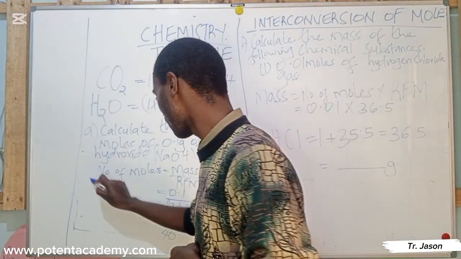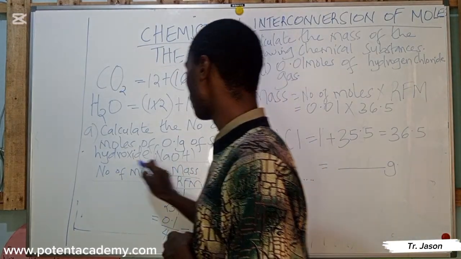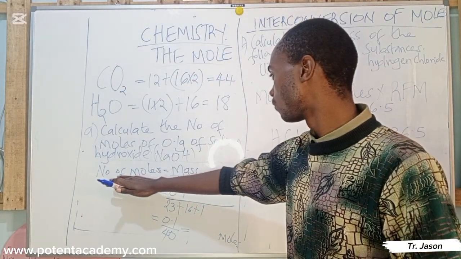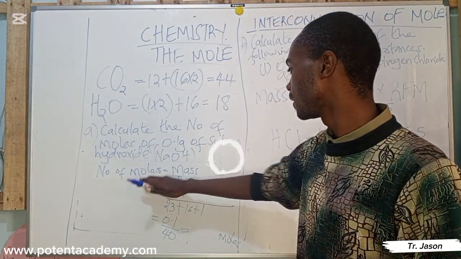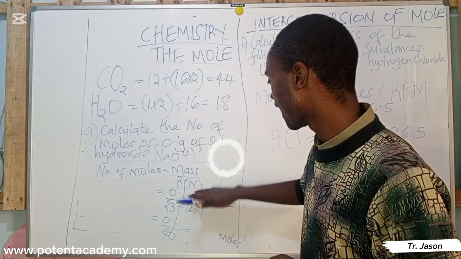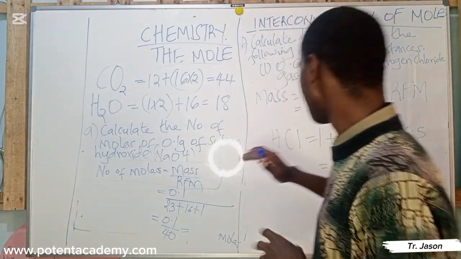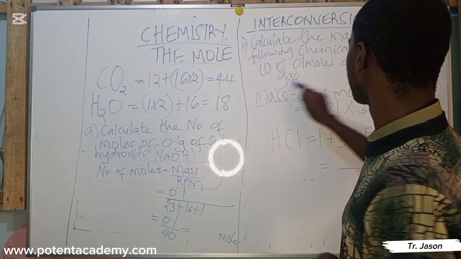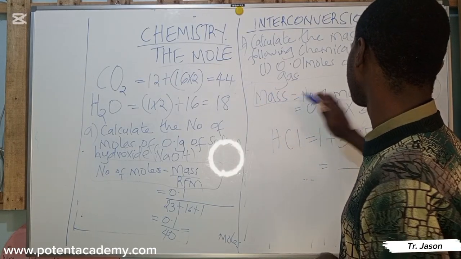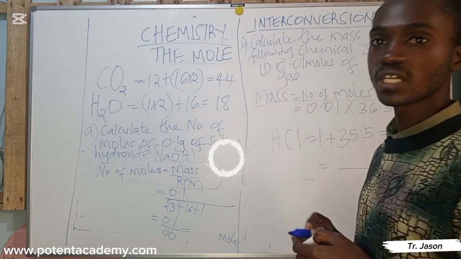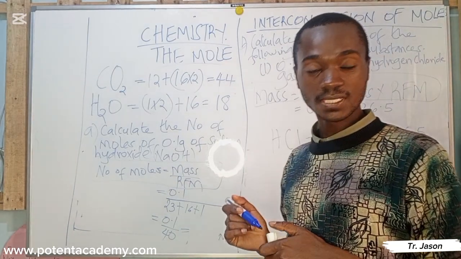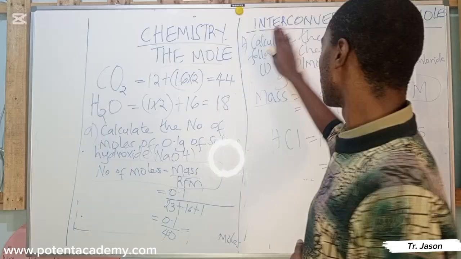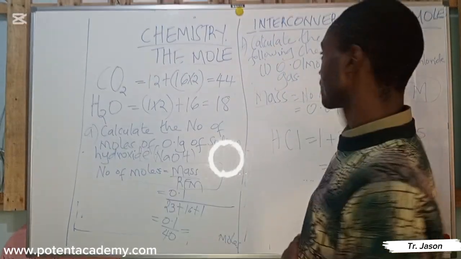This is the general formula. Can you see the general formula of calculating the mass? The number of moles is given by mass all over RFM. What about the mass? Mass is given by the number of moles times RFM. Those are the formulas that should assist you solve those questions regarding interconversion of moles.